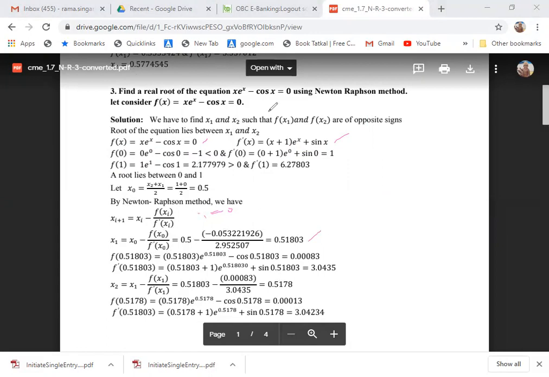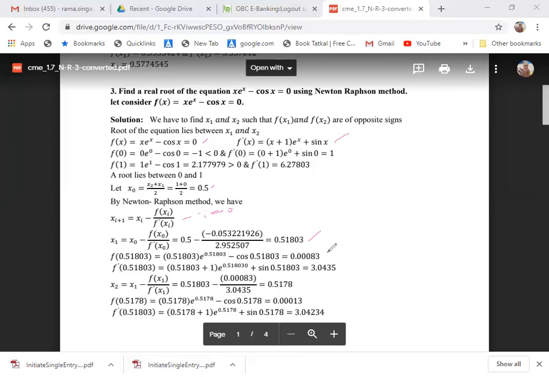In this problem, nothing is mentioned like find up to desired accuracy or up to the second stage, etc. So let us continue the iteration process till we reach 4 decimal place accuracy. Now x naught is different from x1. x naught is improved to x1. Now x1 is to be improved, for which again we need to use the iteration formula.